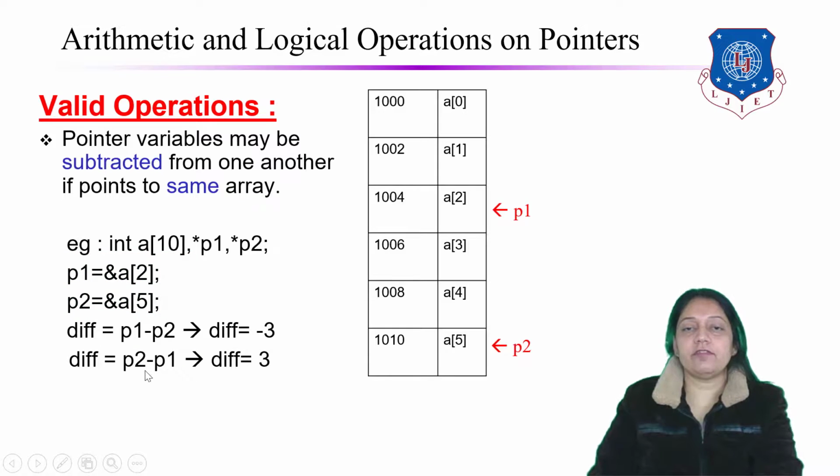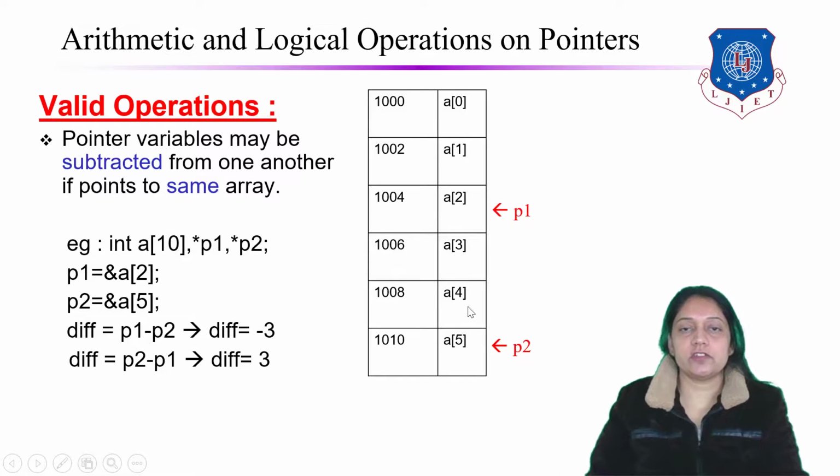Similarly, if I reverse it, if I write P2 minus P1, what is P2? 1010 minus P1, that is 1004. So normally the difference is 6, but again you will not get 6, but you will get 3. It is 5 minus 2, which is equal to 3. So this is the way you get output of pointers when you do perform any arithmetic operations on it.